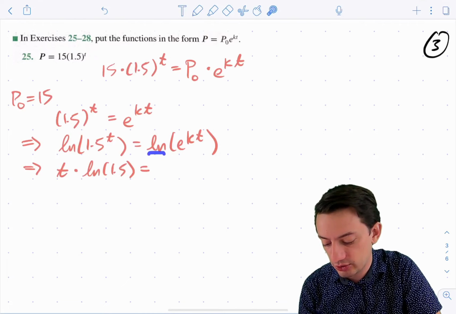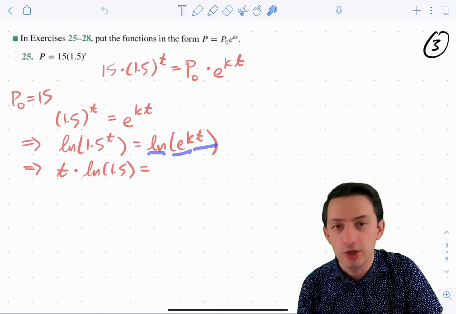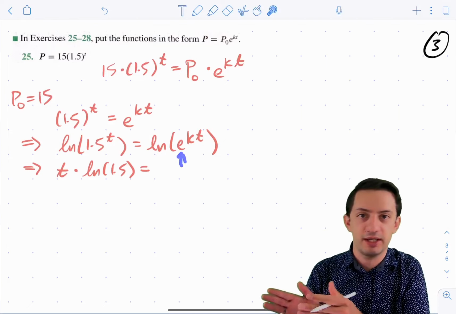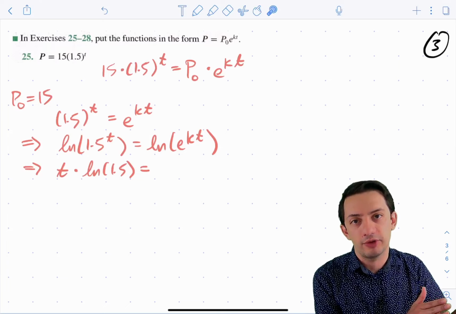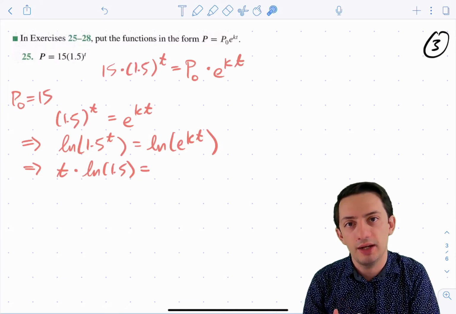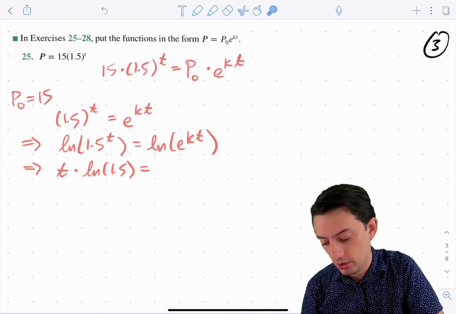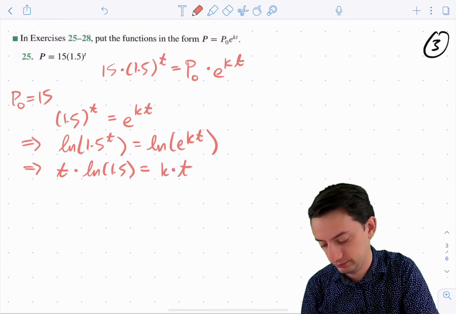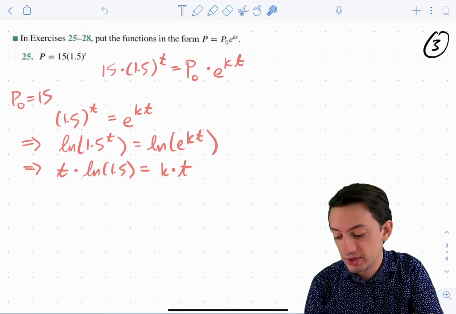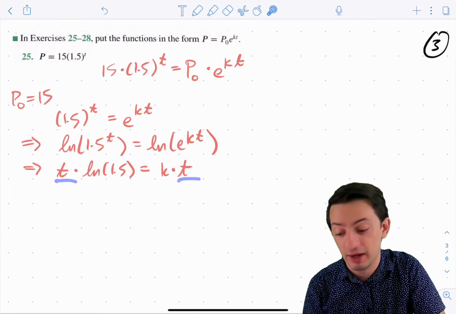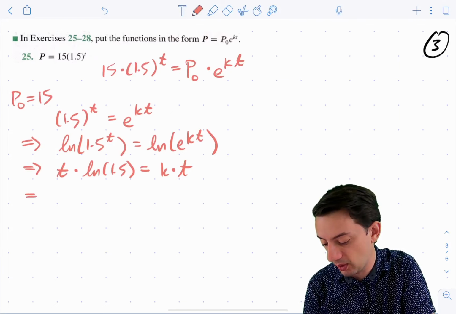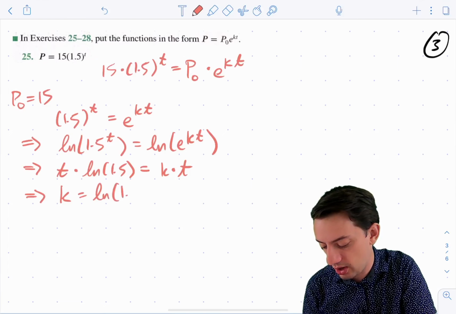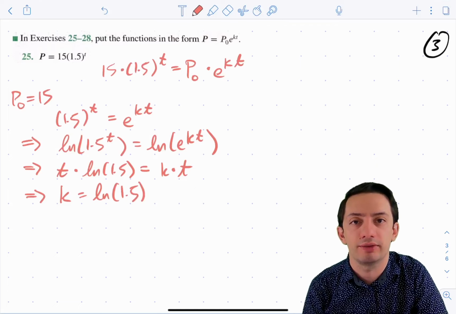Over here, we have natural log of e to the something. So in this case, the e is the inside, so that's take the exponent, and then the inverse is take the log. And so you end up with what you started with, which is k times t. And here, both sides are multiplied by t, so we can divide that out, and we're left with exactly what we wanted, which is a solution for k. k is the natural log of 1.5.